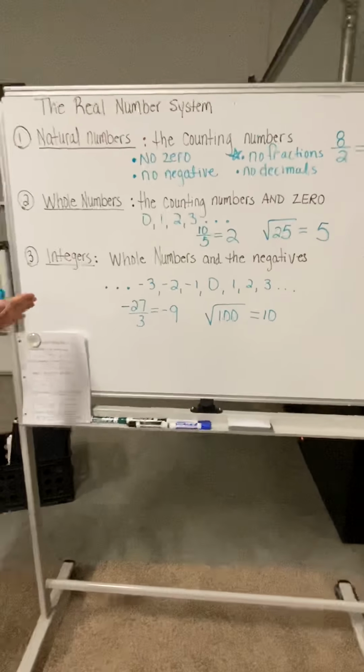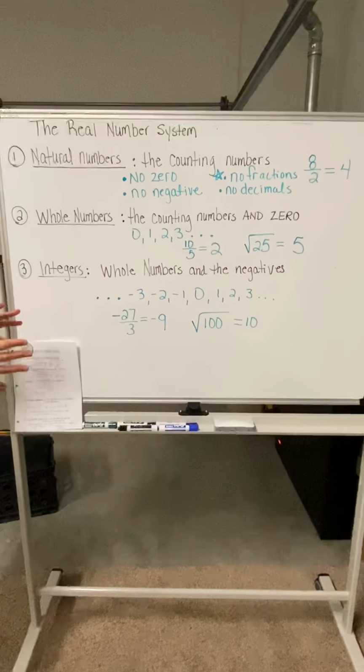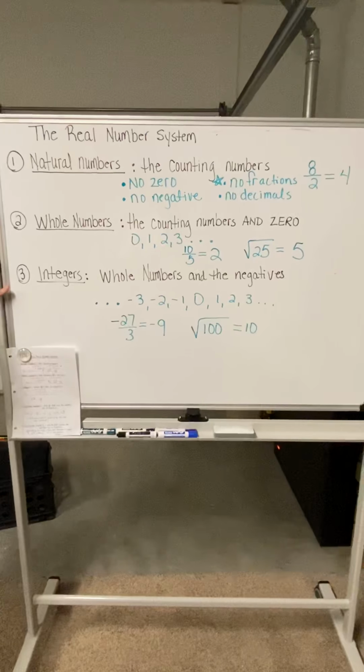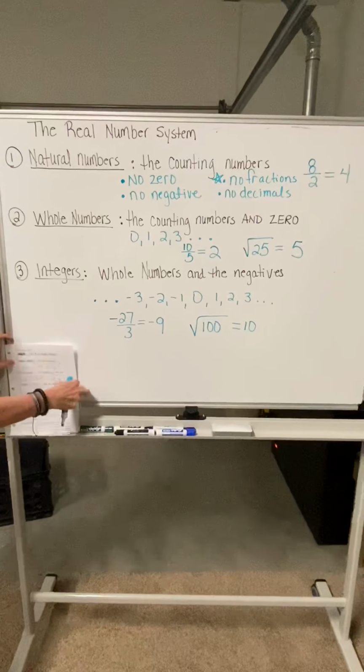So all that we're missing out of this category are decimals and fractions. So if it's a positive number, negative number, whole number, it can be considered an integer as long as it's not a decimal or a fraction.